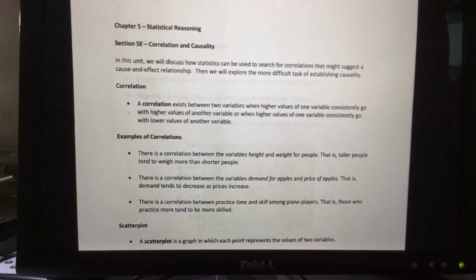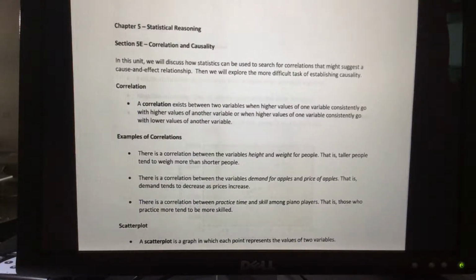All right, in this video, we're going to talk about Section 5E, Correlation and Causality. That will wrap up Chapter 5. Here in Section 5E, we will discuss how statistics can be used to search for correlations that might suggest a cause and effect relationship. Then we'll explore a more difficult task of establishing causality.